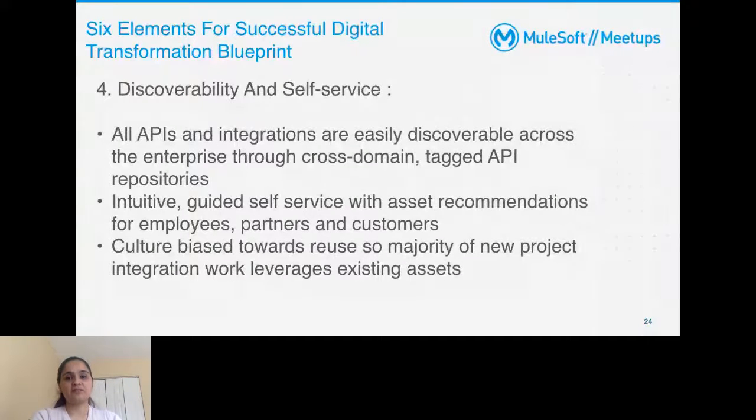Fourth one is discoverability and self-service. This element is very important to make the data accessible and discoverable across the organization. Whoever wants to use the data and the service, it should be discoverable. This is a very important element. All the APIs and integrations should be easily discoverable across the enterprise. It should be intuitive, like self-service with asset recommendations for employees, partners, and customers.